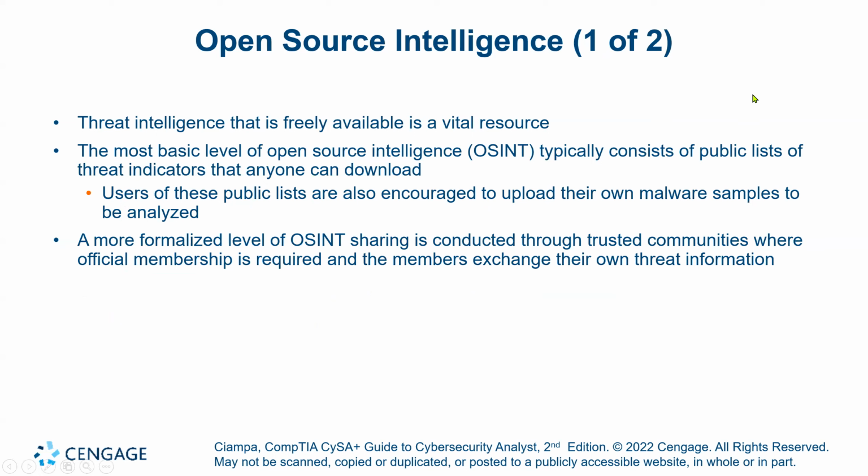Open source intelligence. Threat intelligence that's freely available is a vital resource. The most basic level of open source intelligence, or OSINT, typically consists of public lists of threat indicators that anyone can download. Users of these public lists are also encouraged to upload their own malware samples to be analyzed. A more formalized level of OSINT sharing is conducted through trusted communities where official membership is required and the members exchange their own threat information.